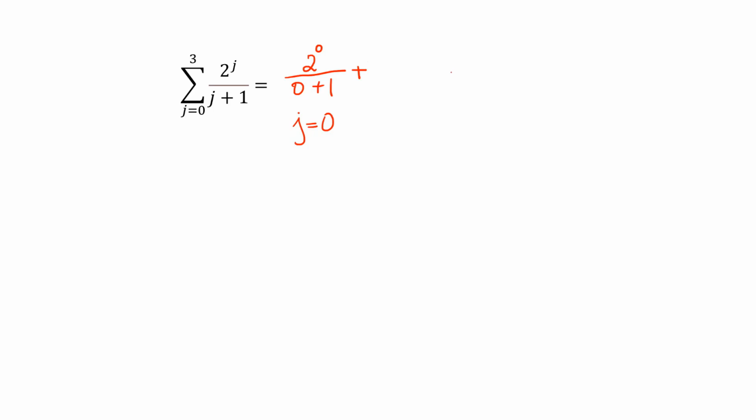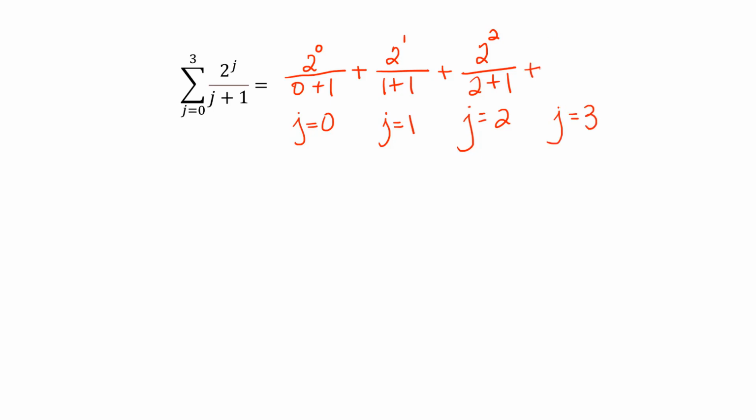Now we're going to add the next term. We'll go up to j equals 1. When j equals 1, our term is 2 to the 1 over 1 plus 1. Now we're going to go up to the next term. j equals 2. When j equals 2, our term is 2 to the second over 2 plus 1. Now we'll go up to the next term and our last term. j equals 3, adding 2 to the third over 3 plus 1.